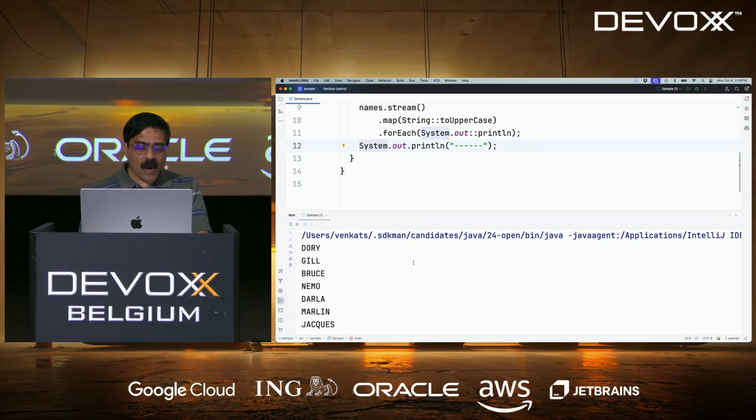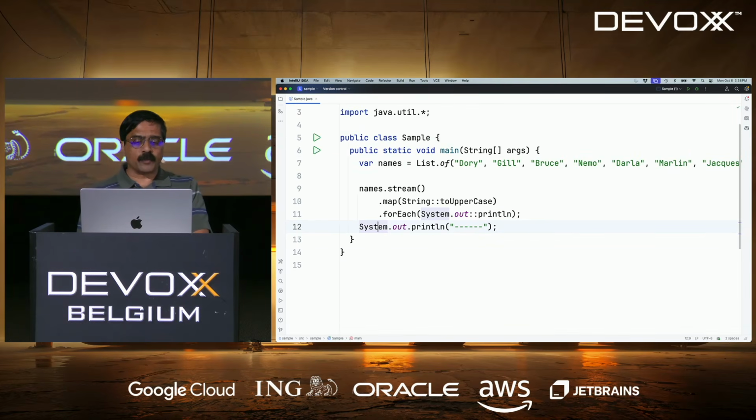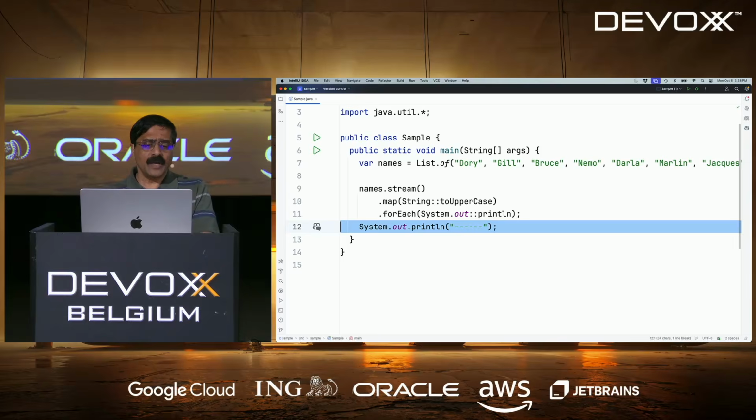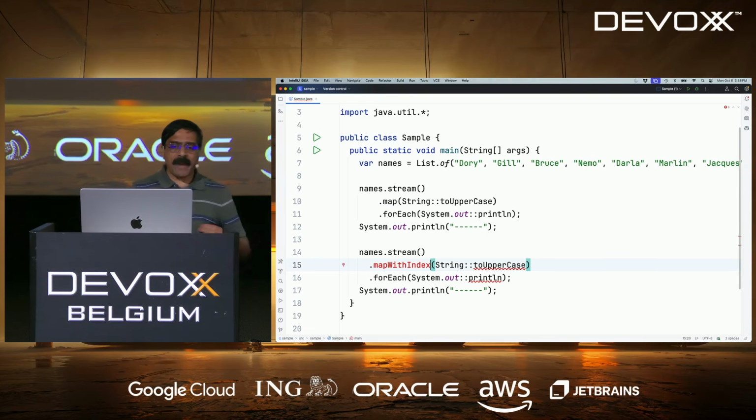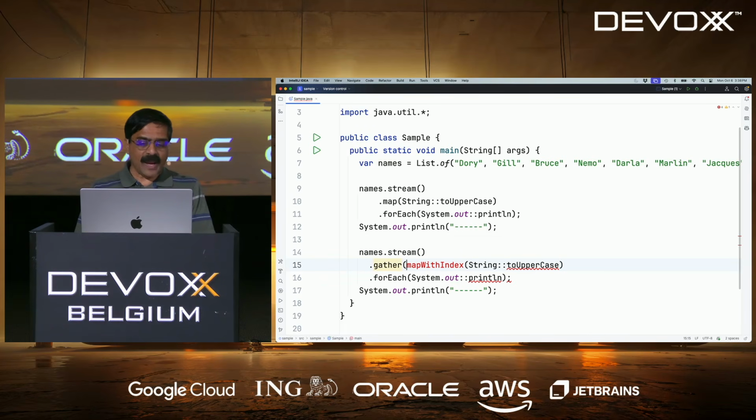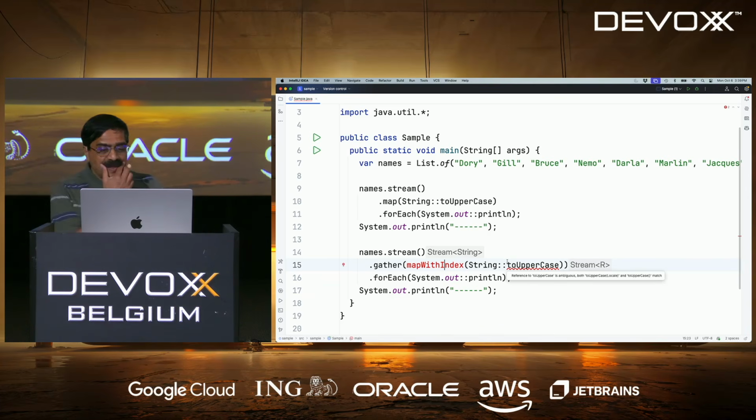Okay, great. However, I really want to print them with the index. So the question is, how can I print them with the index, right? So we'll say map with index. So that's what I want to do. I want to perform a map, but I want to perform a map with index. So we'll do a gather as a call right there. So we'll bring in the gather, and mapWithIndex is the function we're going to perform that mapping, as you can see right there. So we are implementing our own custom gatherer for mapping with the index.